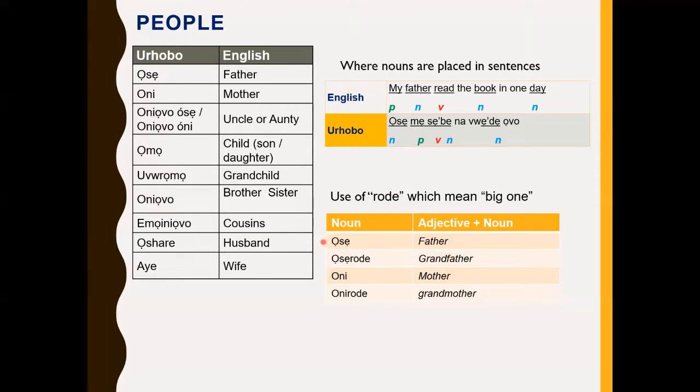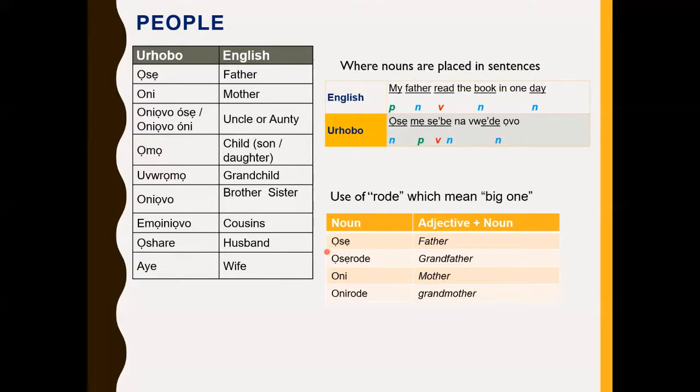So you have ose, then you add rode to ose, it becomes big father, literally, but it means grandfather. Ose rode. Ose rode. So oni, onirode, onirode. Yeah.